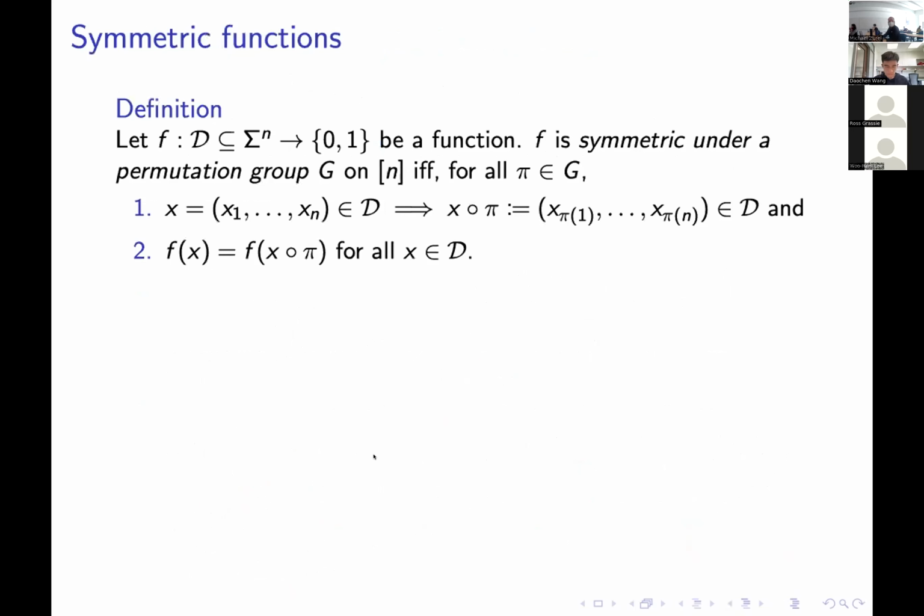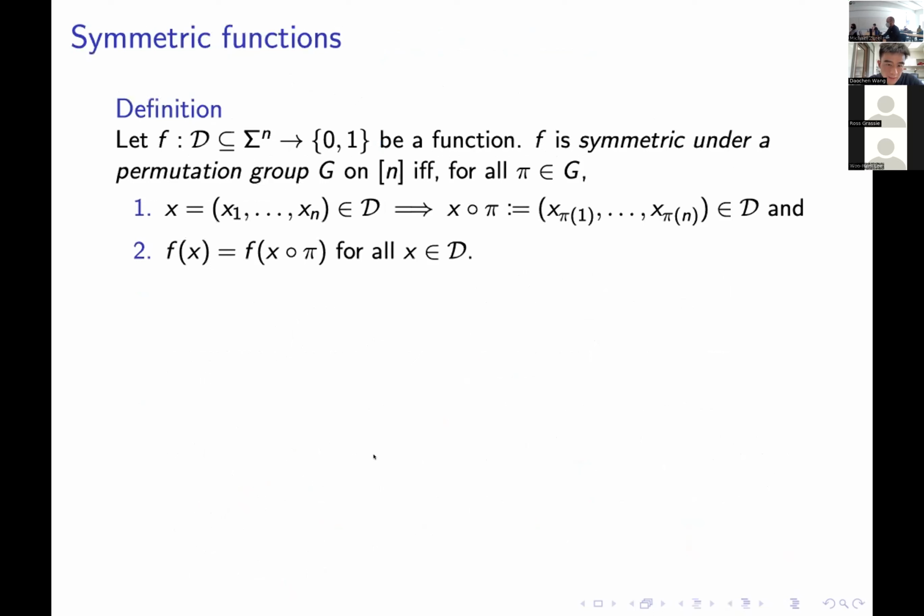Okay, so the focus of our work is to characterize how the symmetry of a function relates to the quantum speedup it admits in query complexity.